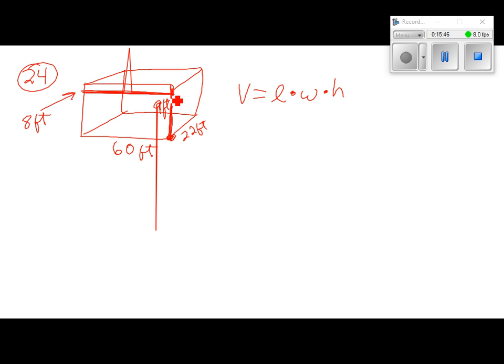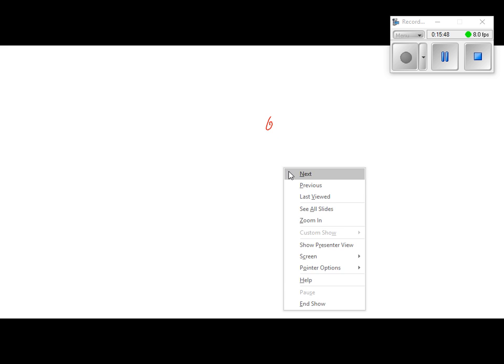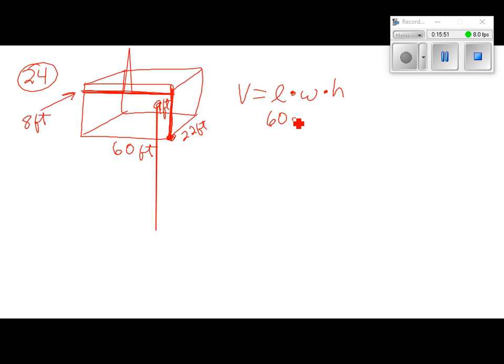So our length, we'll go with 60. The width, we'll go with 22. And the height is 8. It doesn't really matter which one's which. What does matter though is that instead of 9, you use that 8 there. Grab your calculator and punch all that in. You've got 60 times 22 times 8, and you end up with a volume of 10,560 feet cubed, because we're doing volume.